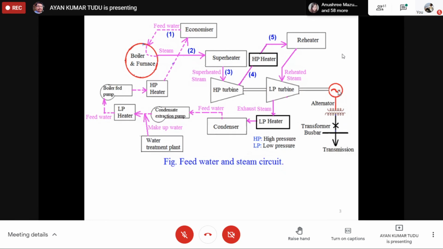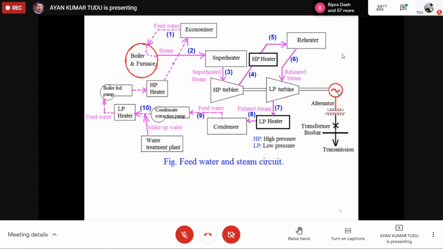After the low pressure turbine we have the exhaust steam. The exhaust steam enters our low pressure heater, and then it enters our condenser. In the condenser, the steam condenses to water. That water is our feed water, and it enters our LP heater through the condensate extraction pump.